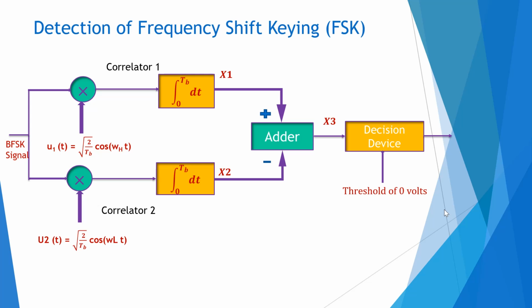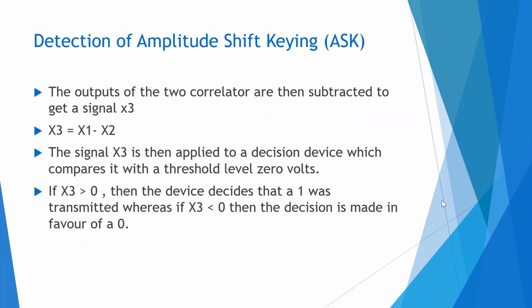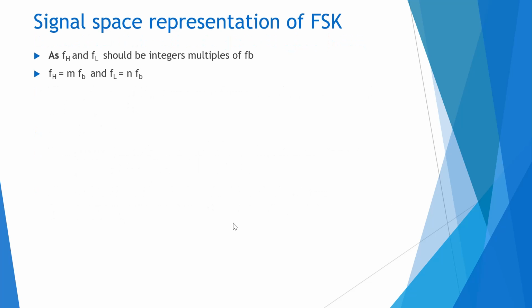The signal x3 is applied to the decision device, and it will compare it with the threshold level of 0 volts. If x3 is greater than 0, then the device decides that a 1 was transmitted, whereas if x3 is less than 0, then the decision is made in favor of a 0.